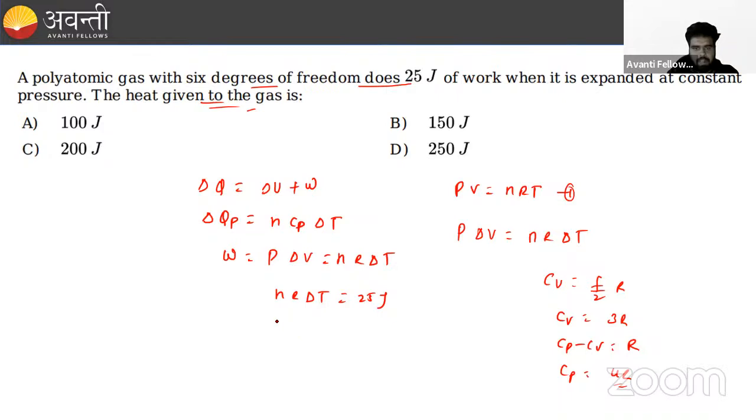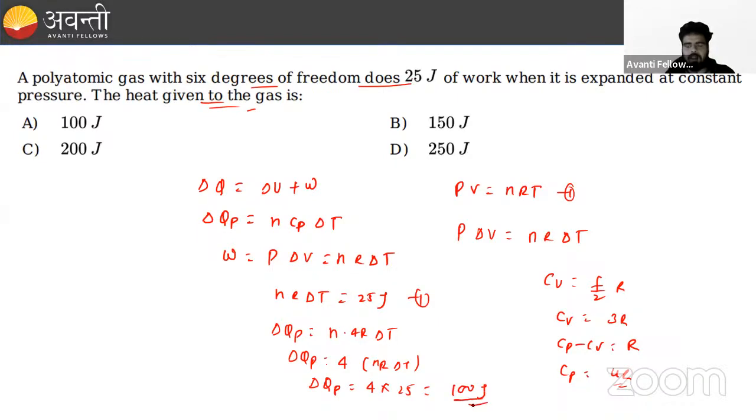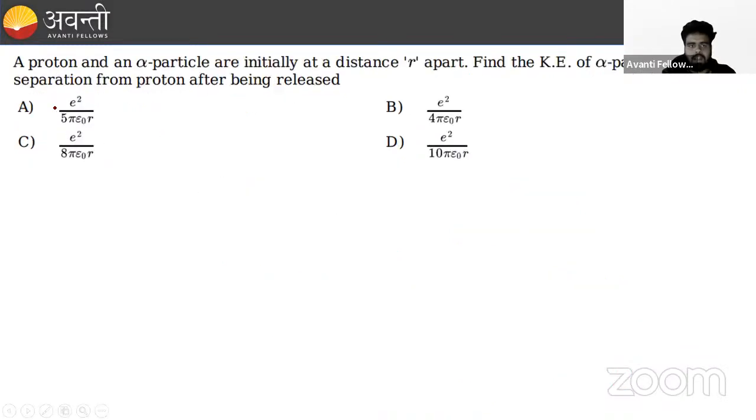So here we can say that delta Qp can be written as n in place of Cp, that is 4R delta T. Correct. So say this is equation number 1. Delta Qp can be written as 4 times nR delta T, and nR delta T is equivalent to 25 joule. So we can say heat given at constant pressure is 4 into 25, that is nothing but 100 joule. So option A is the right answer.